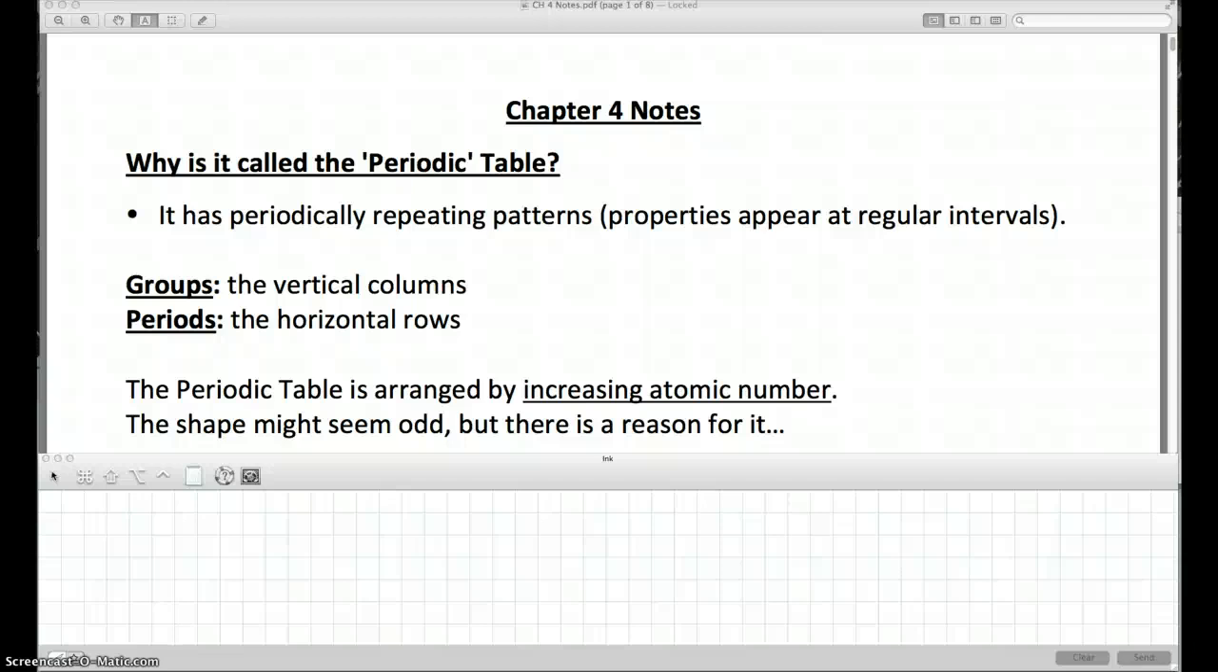Hi there. These are the Chapter 4 notes, and the main topic of Chapter 4 is the periodic table. Now, the first thing I want to talk about is the fact that it is called the periodic table of elements, not just the table of elements. And the reason we call it the periodic table is because it has periodically repeating patterns. And you'll see that a little bit later in the notes.